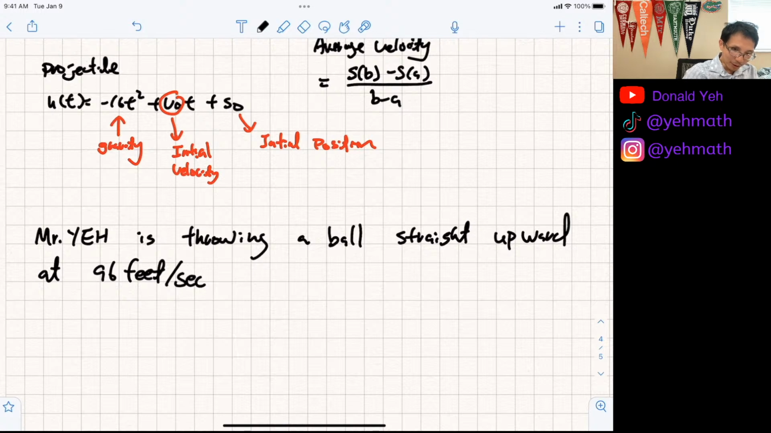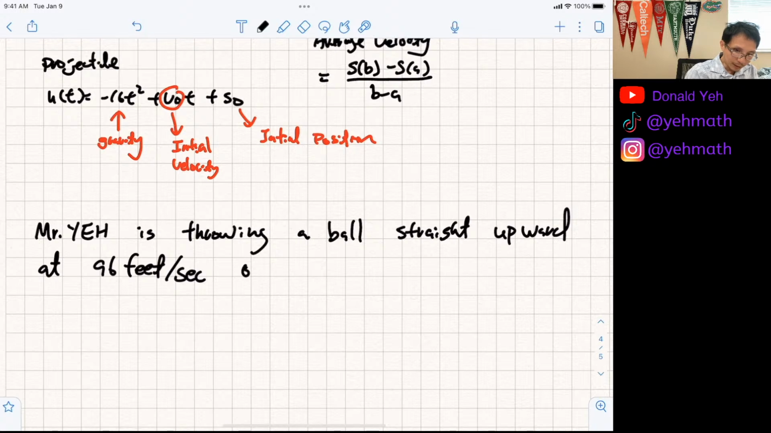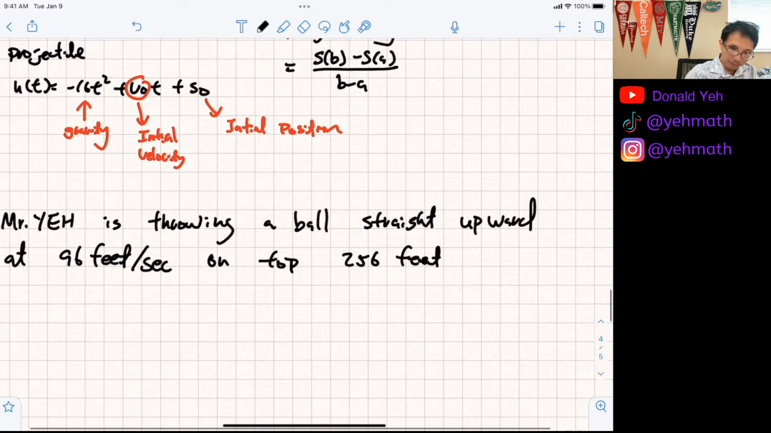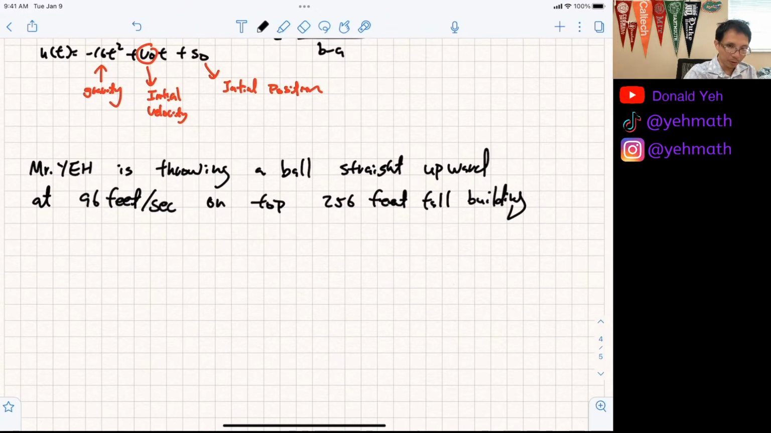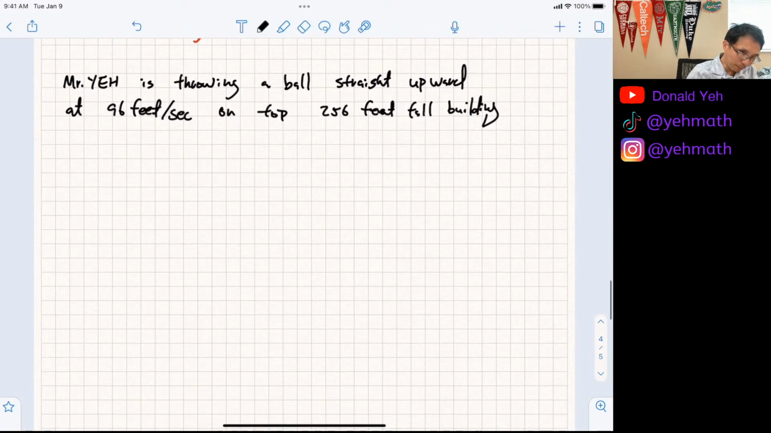Okay. Mr. Ye is throwing a ball straight upward at 96 feet per second on top of a 256 feet tall building. So this is what a word problem will start saying: Mr. Ye is throwing a ball straight upwards. We're not throwing at an angle. We just toss it up as hard as we can.